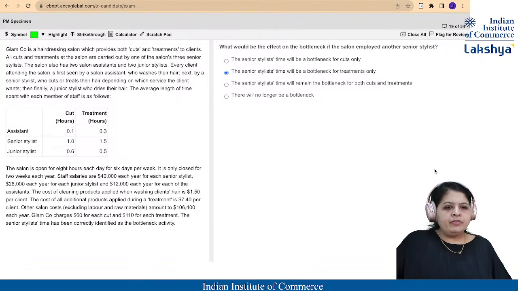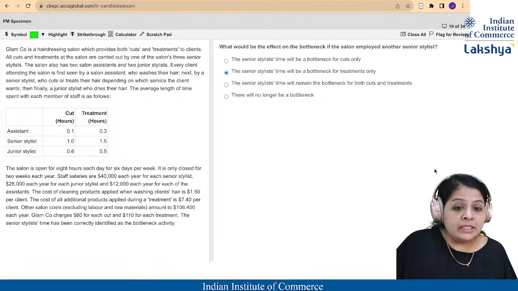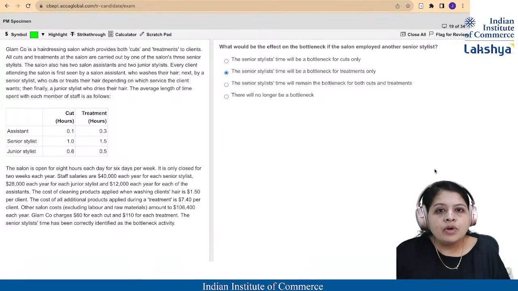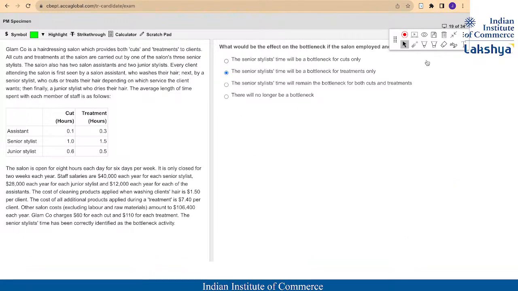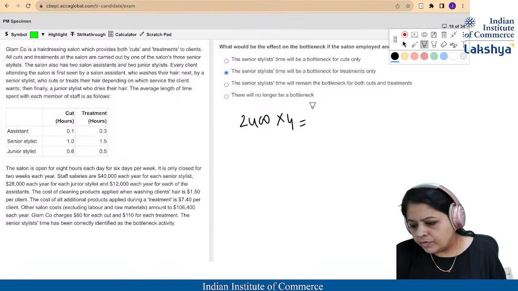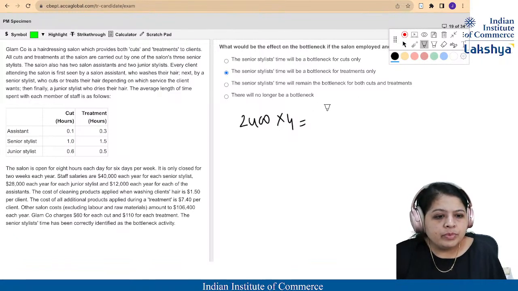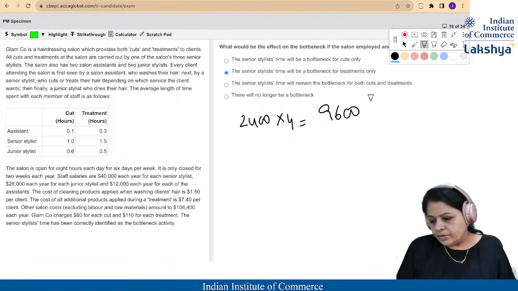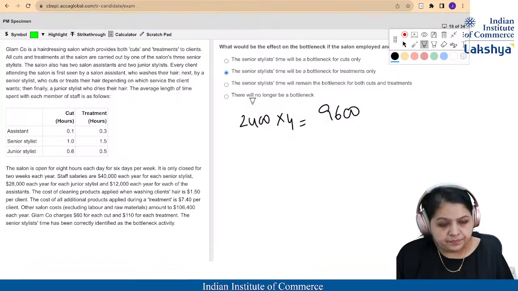What would be the effect of the bottleneck if the salon employed another senior stylist? Now, if the salon is employing another senior stylist, that means the number of hours by the senior stylist will increase, right? So first it was how much? 2400 into 3. That will be 2400 into 4, right? So the number of hours of senior stylist would be how much? 9600, right? Now we need to figure out whether that would be enough for the company to go ahead or not. So let's figure out.